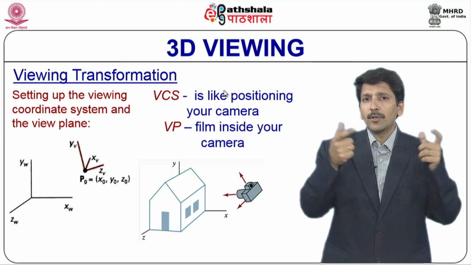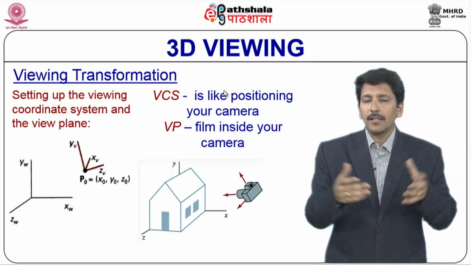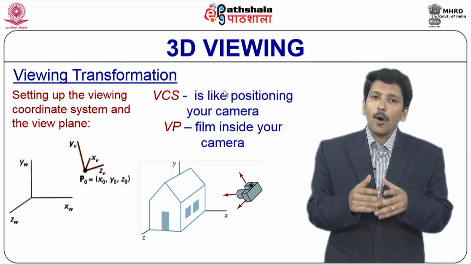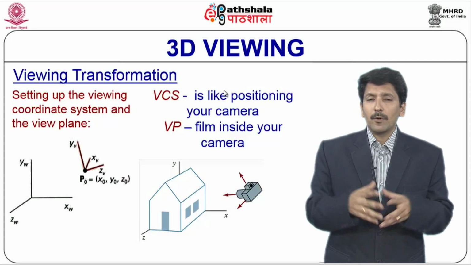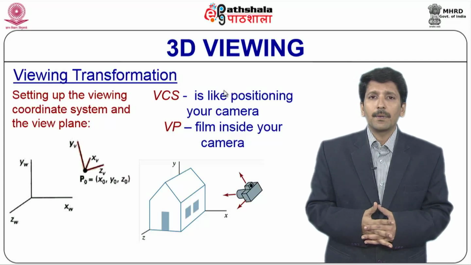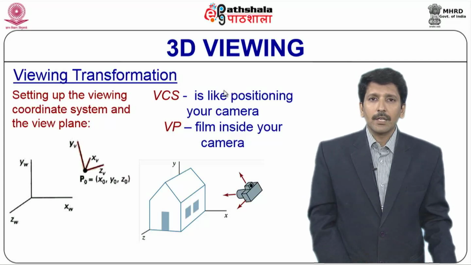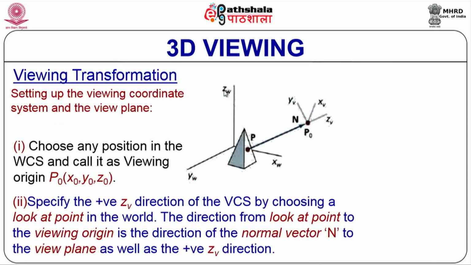Now from that position we need to create 3 mutually perpendicular directions. How we are going to create these 3 mutually perpendicular directions is the crux of setting up the viewing transformation. So the first step is to consider a position in space called P0. P0 is the origin for the viewing coordinate system.